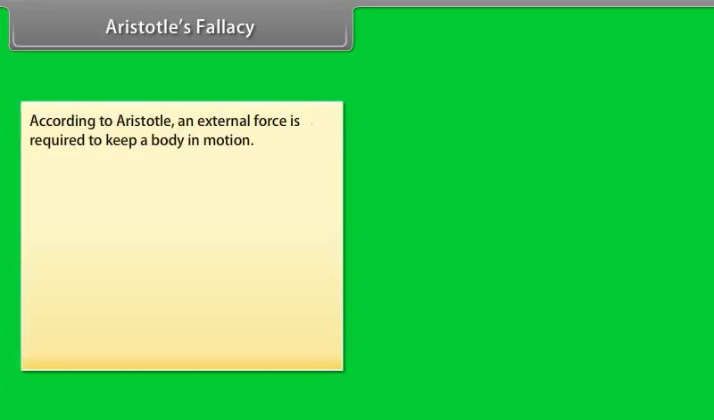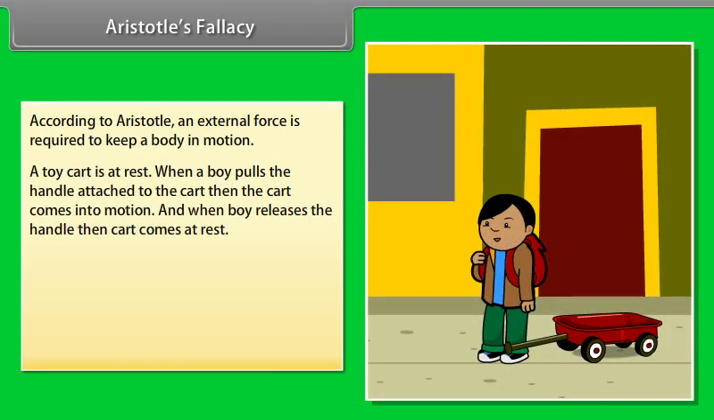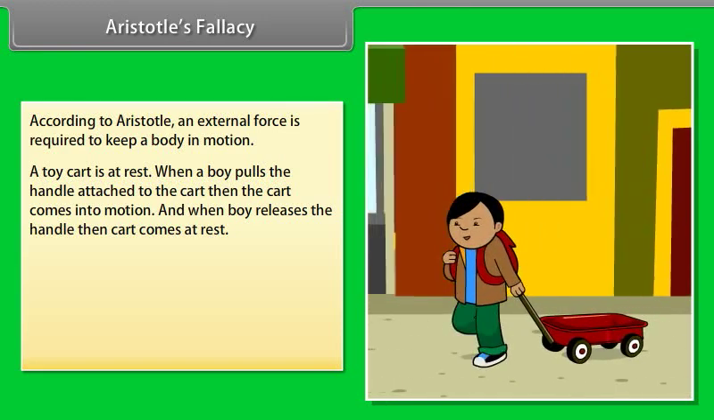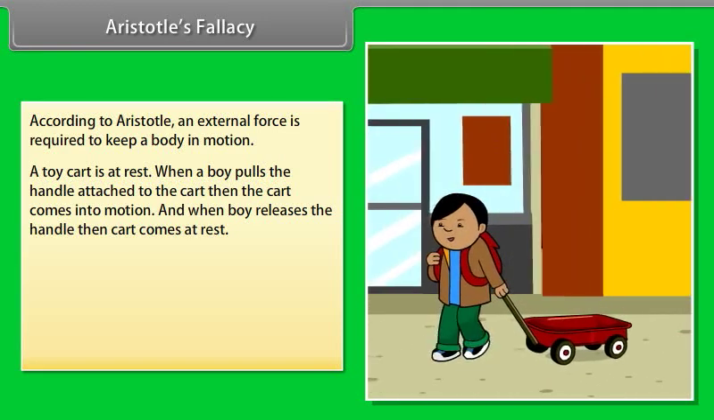Aristotle's fallacy. According to Aristotle, the Greek thinker, an external force is required to keep a body in motion. Let's understand with an example. A toy cart is at rest. When a boy pulls the handle attached to the cart, the cart comes into motion.